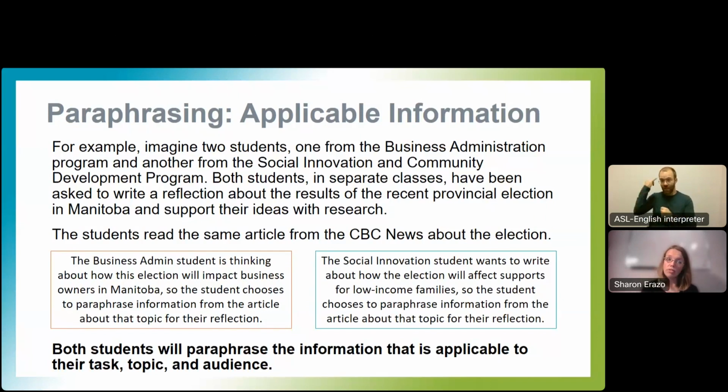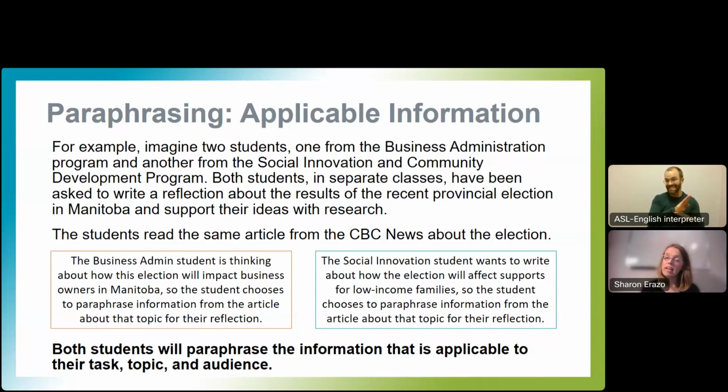So both students could read the same article from the CBC News about the election, but they may choose to paraphrase different pieces of information, different chunks of information. Perhaps the business admin student will be thinking more about how the election will impact business owners in Manitoba. So the student may choose to paraphrase information from the article about that specific topic for their reflection.